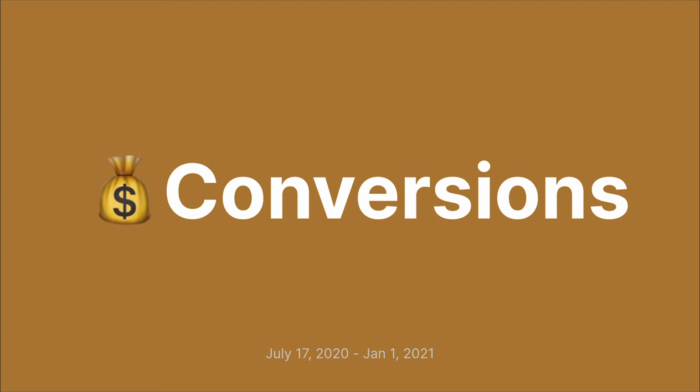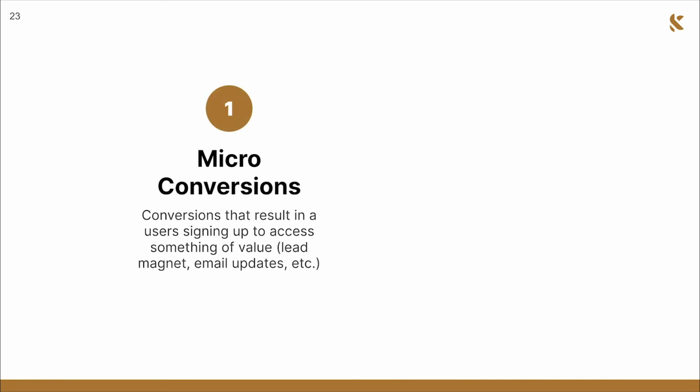All right, the big guy here is conversions. What does that look like? I'm going to share with you the 2 ways that I think you should really track conversions, mainly within content marketing, inbound marketing, any marketing efforts, really. And it's a big game changer, honestly. Number 1 is micro conversions. These are conversions that result in the user signing up to access something of value.